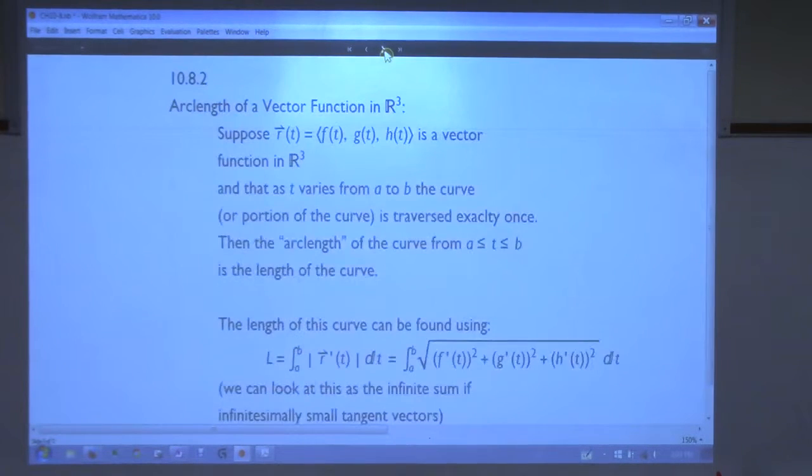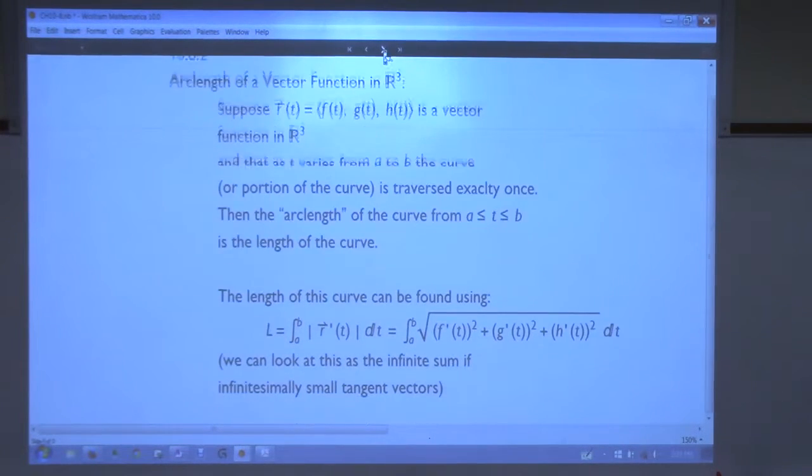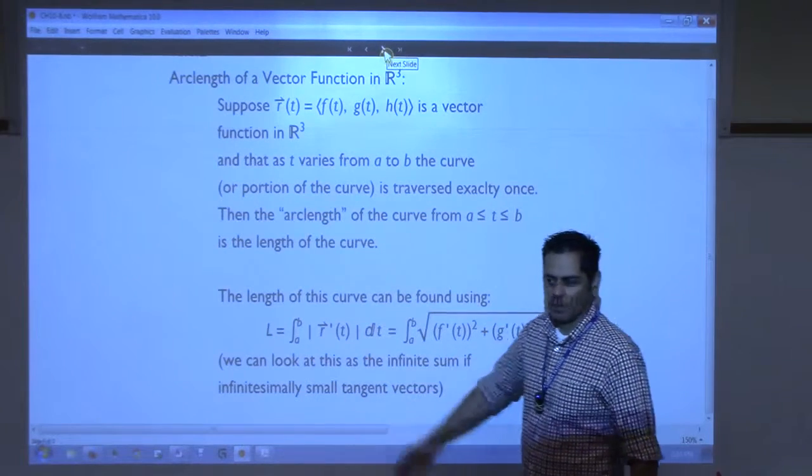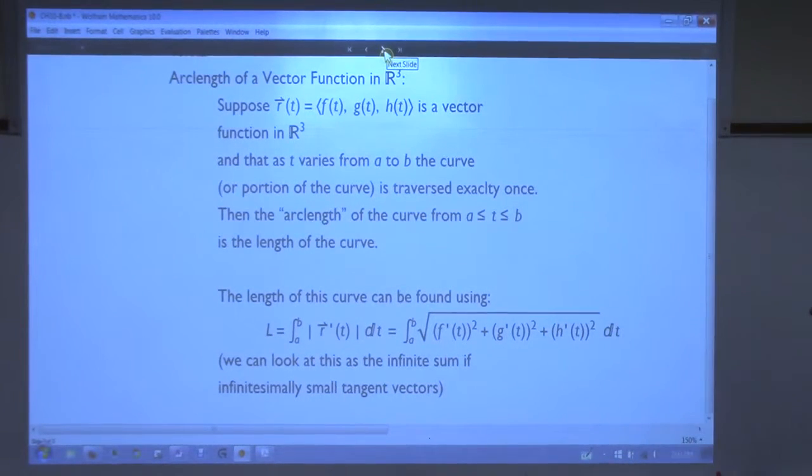All right, now if we go to three-dimensional space, it's the same formula. Nothing changes. So you don't need to read through that. It's the same condition. You can't cross over itself.